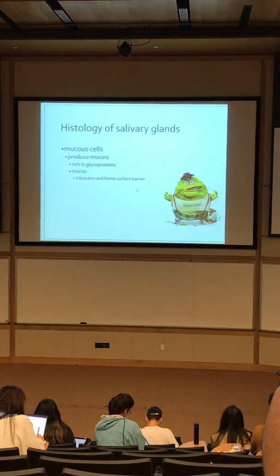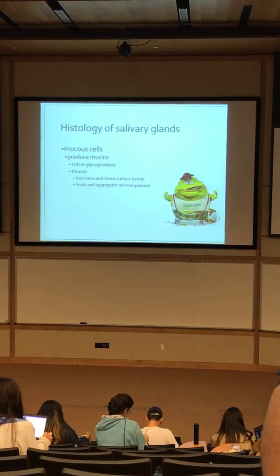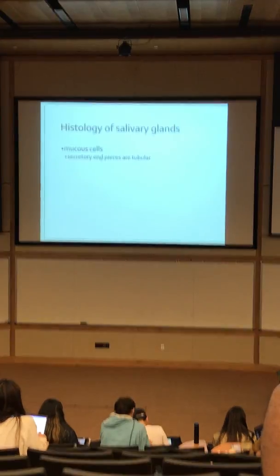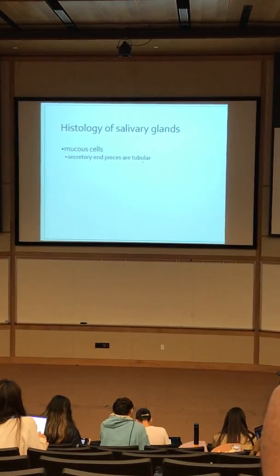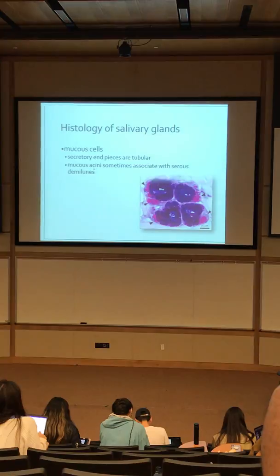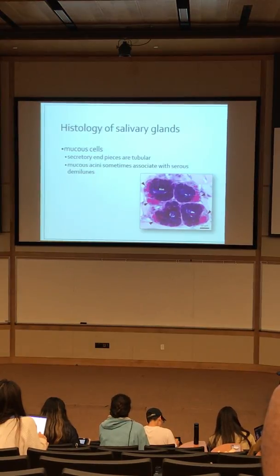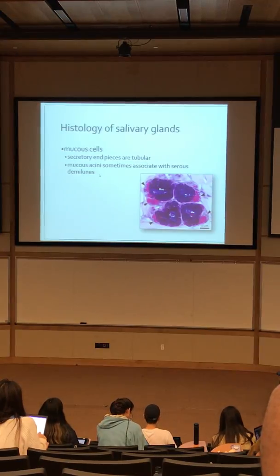And this lubricates the oral cavity, forms a barrier that helps to prevent infection, binds and aggregates various microorganisms like this guy right here, and the secretory end pieces tend to be more tubular in shape rather than spherical. Mucus acini are often associated with serous acini in the form of serous demilune, so that's what you're seeing here. These are the mucus cells, these out here are the serous cells. And demilune refers to the shape of the serous component.